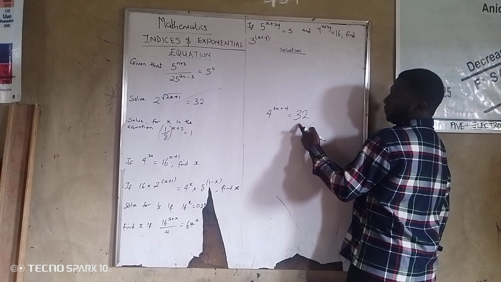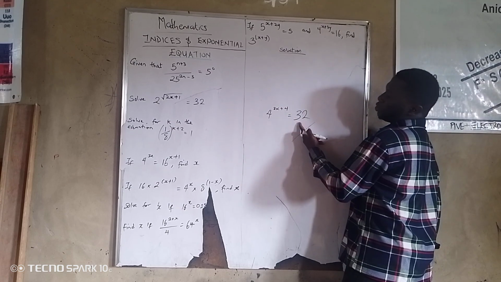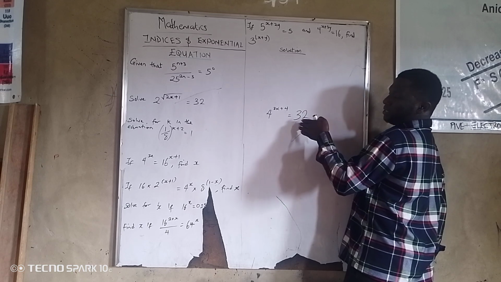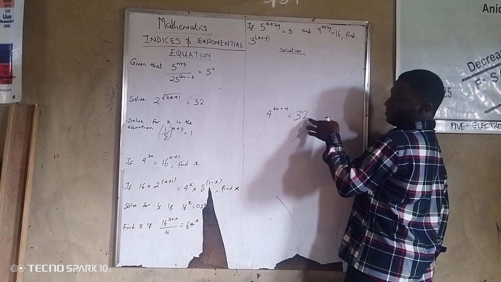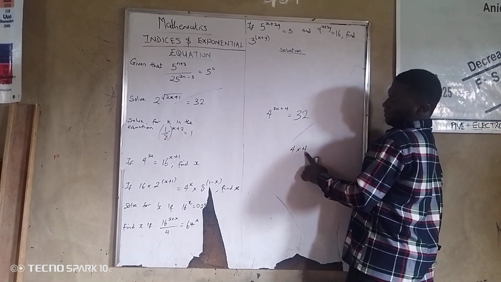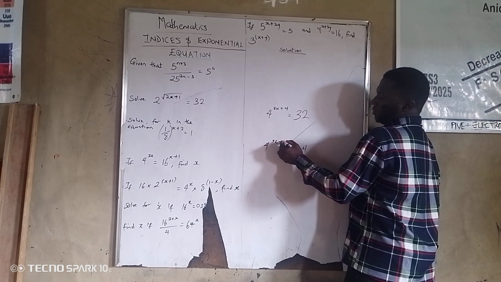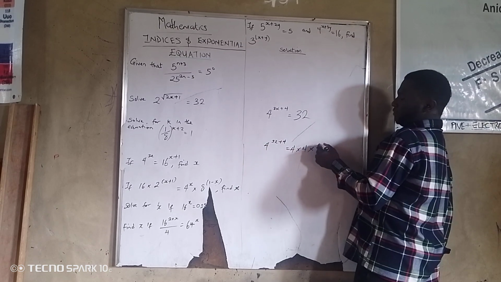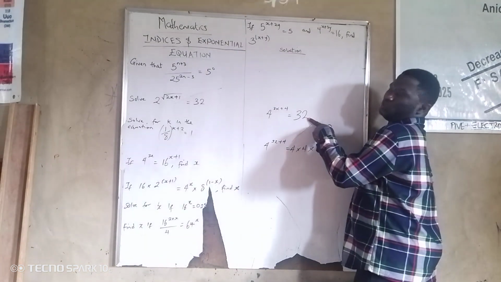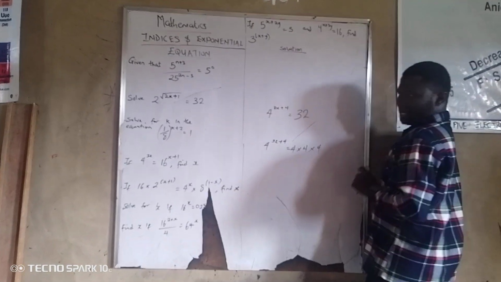The base here is 4. So you need to look for how this 32 can be reduced to maybe 4 raised to power something, and it will still mean the same thing as 32. If you try that, you see that it doesn't work. 4 times 4 is 16. Then you multiply it again with 4, you realize that it is 64, and it's already greater than 32. So what it means is that it will not work in this case.